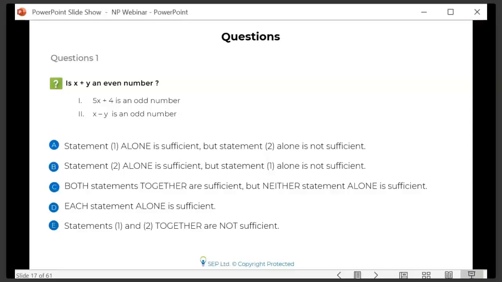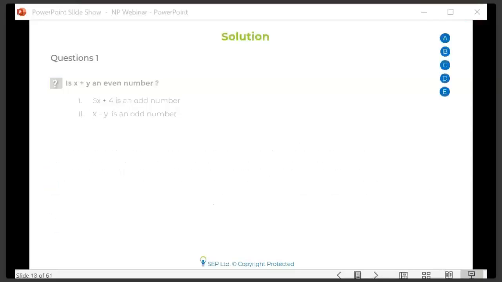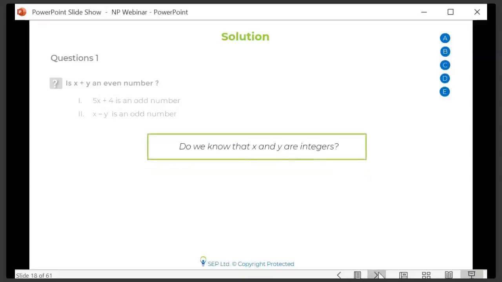Okay. So I won't tell what the answer is, but I'm going to ask you one or two very simple questions. Keep in mind that nobody marked A and E, and all of you ended up marking B, C, and D. The question statement is very simple, right? Is X plus Y an even number? But do we know that X and Y are integers? Kindly mark yes if you think that we know that X and Y are integers, and no if we do not. In this question, is it anywhere given that X and Y are integers? Yes, no.